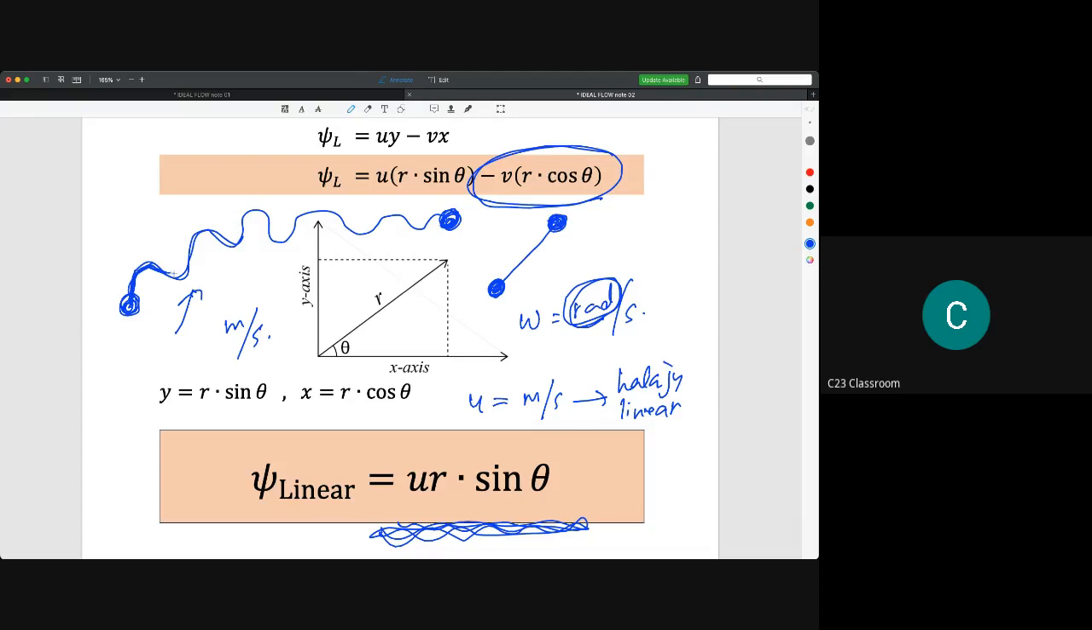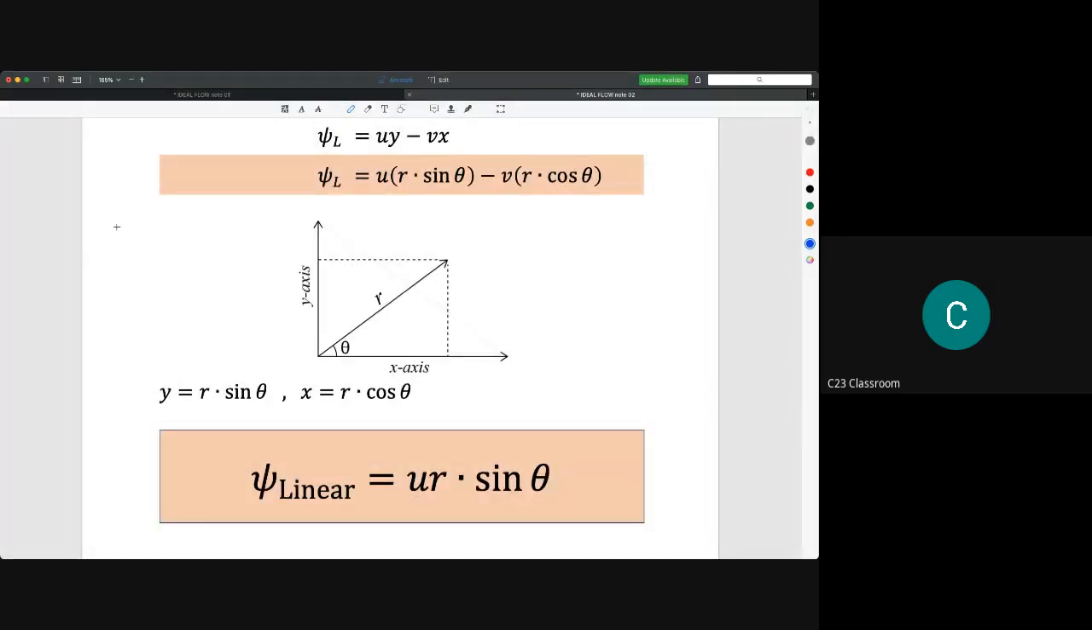Okey, itu dapat. Itu satu yang awak kena faham tentang linear velocity. And then kita nak membincangkan mengapa di dalam setengah buku kita abaikan nilai VR cos theta. Oleh itu, rumus psi untuk linear ataupun stream function untuk linear flow akan menjadi Uy atau Ur sin theta. Okay, ini perlu awak hafal.